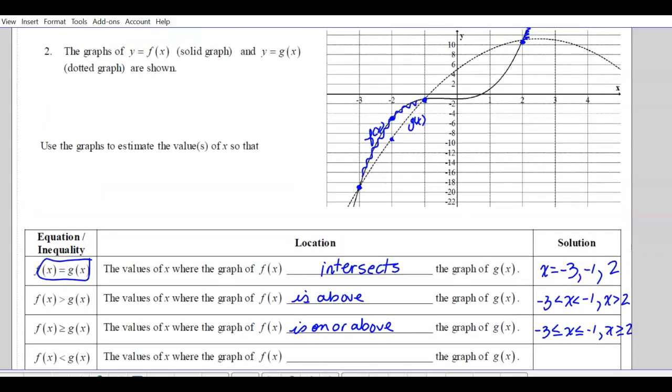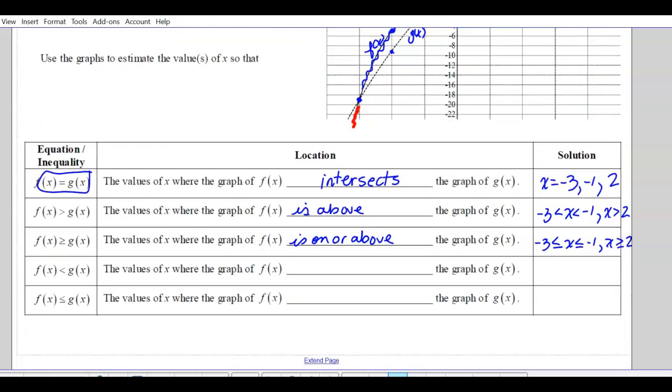Less than, we'll do it in red here. So this part, basically it's the opposite, right? So any parts that we haven't included. So that's where it's going to be below. So that's going to be x less than -3, or between -1 and 2. Okay. And the only thing different is the equal sign, so on or below. And we include the equal sign.